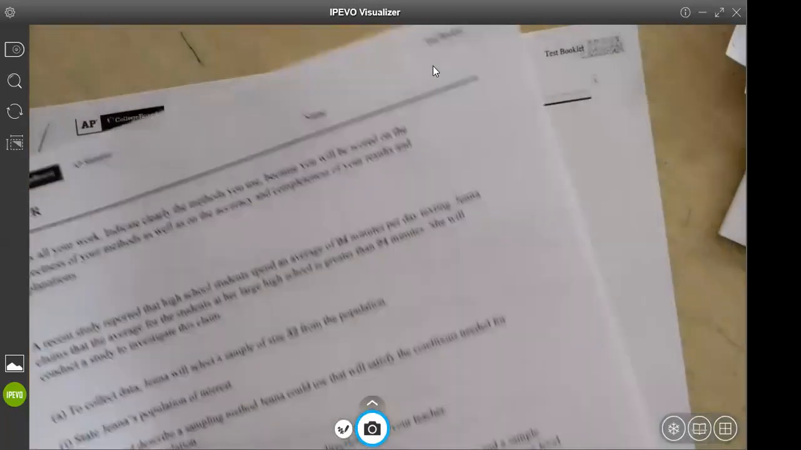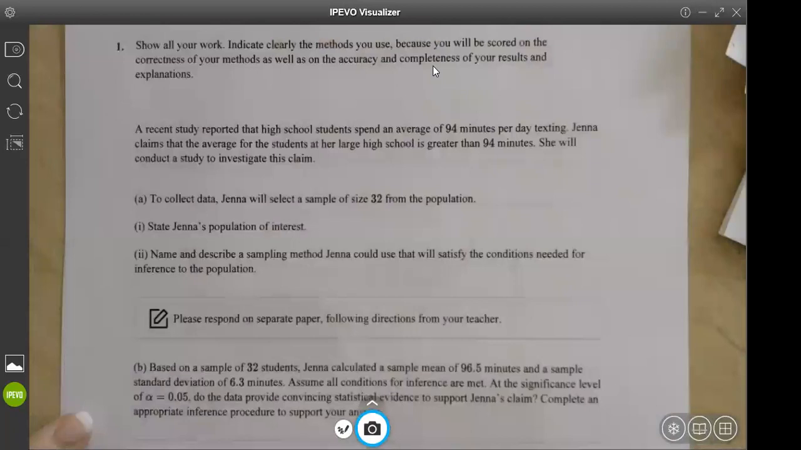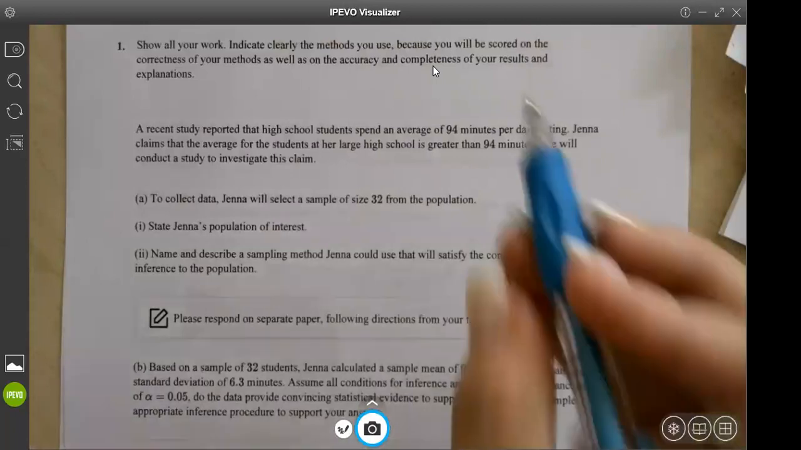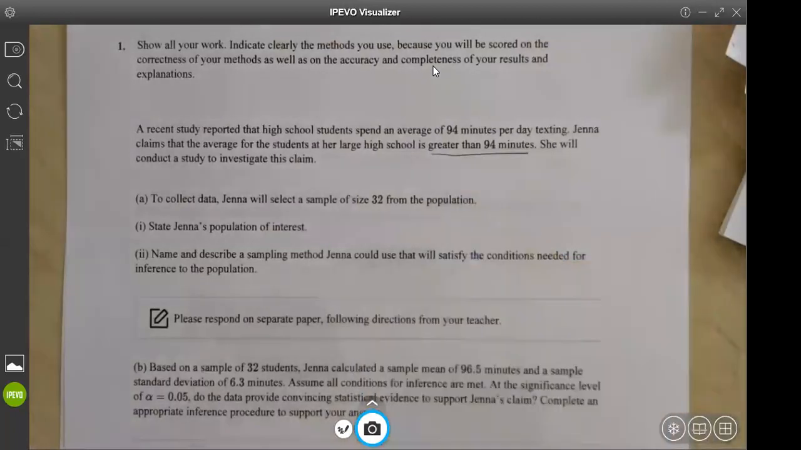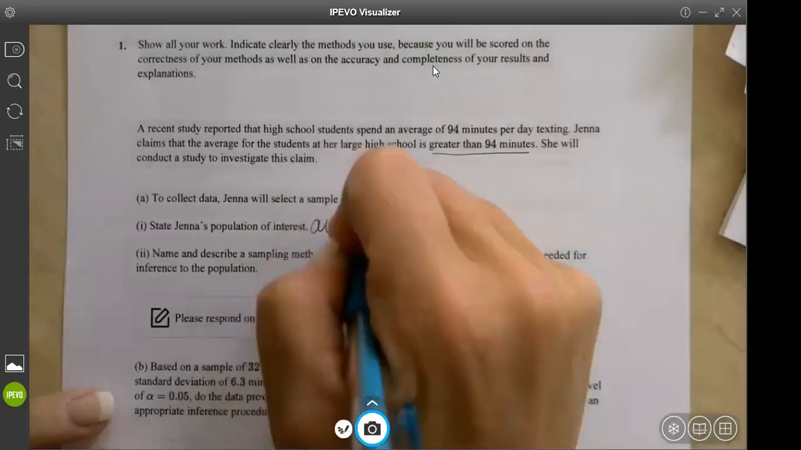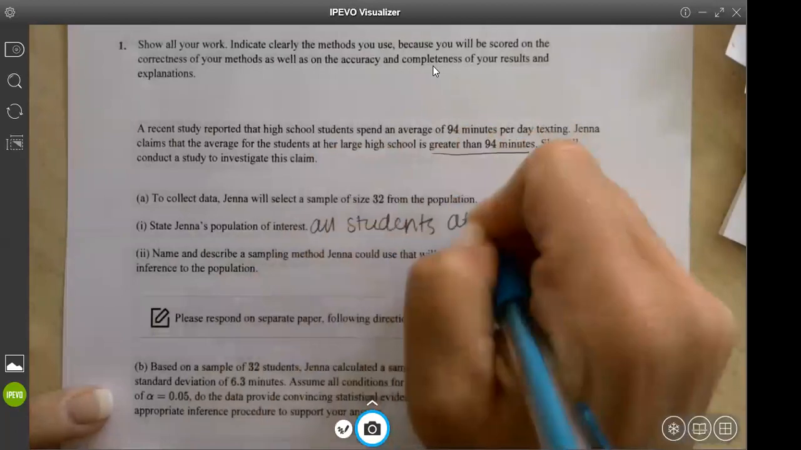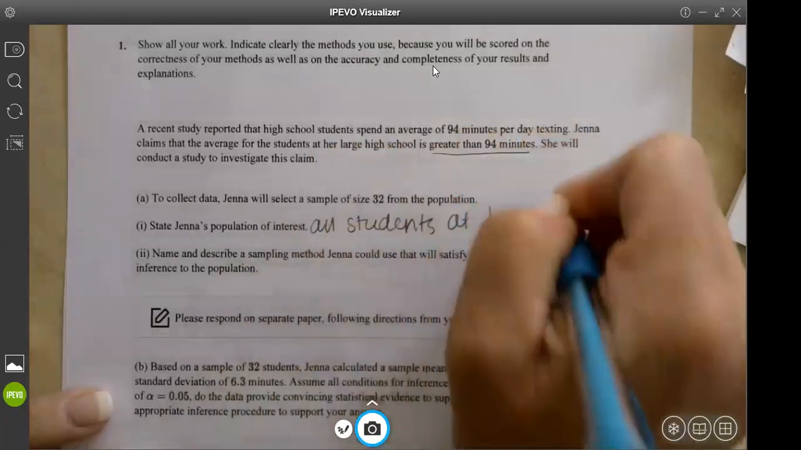Okay, this one's not terrible. All right, a recent study reported that high school students spend an average of 94 minutes per day texting. Jenna claims that the average for the students at a large high school is greater than 94 minutes. She will conduct a study to investigate this claim. To collect data, Jenna will select a sample of size 32 from the population. State her population of interest. All students at Jenna's high school. Very good.